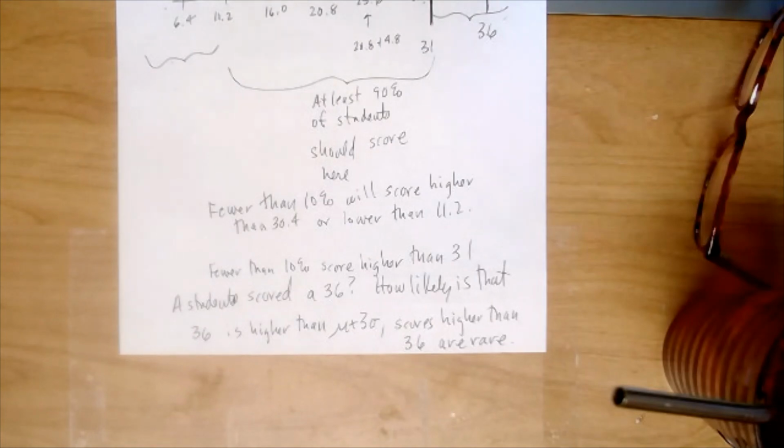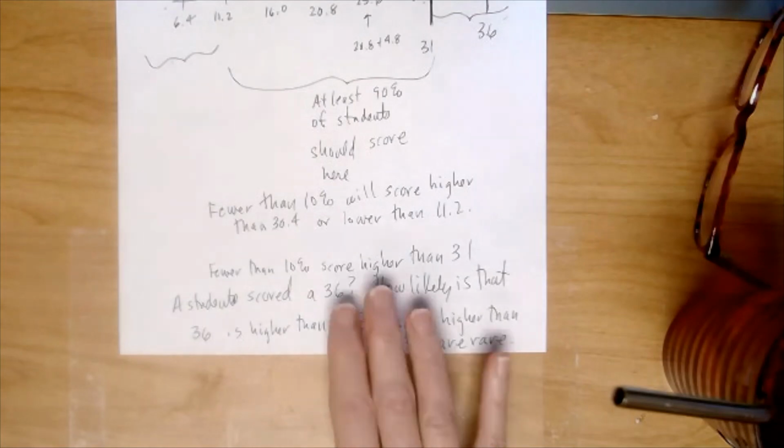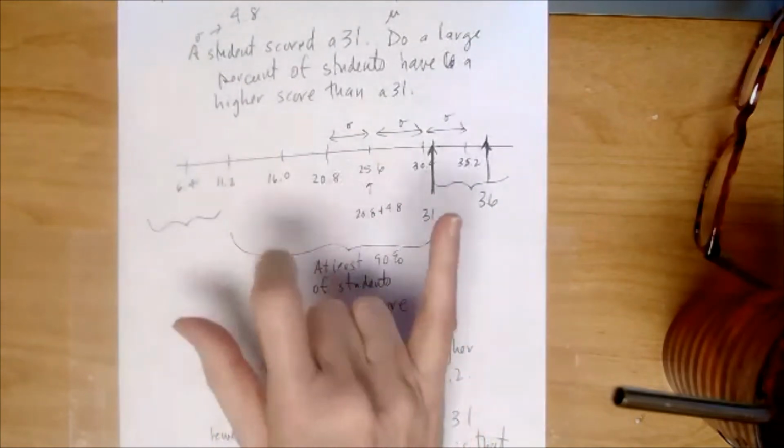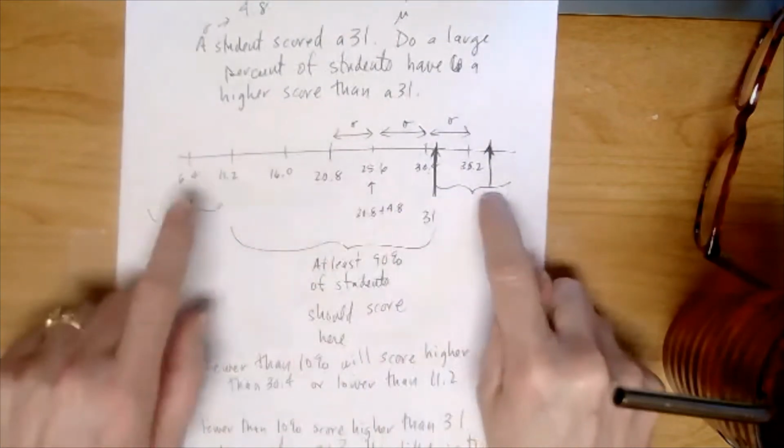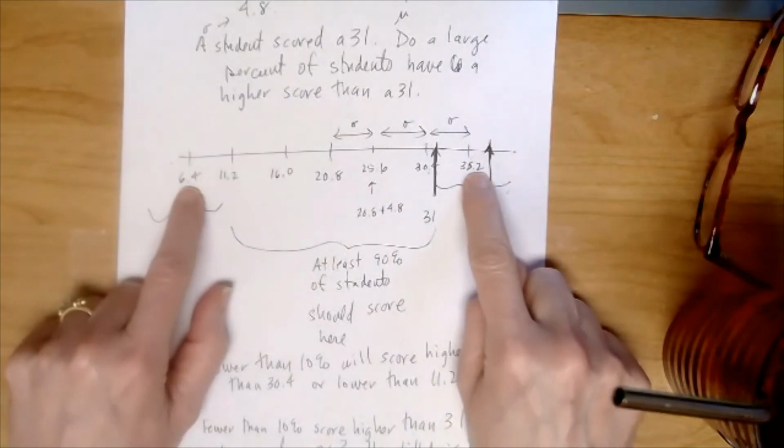scores higher than 36 are rare. So that's kind of how the empirical rule works. We got at least 90% within 2 standard deviations and almost all within 3 standard deviations of the mean.